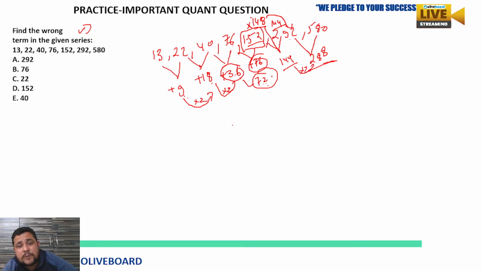Yes, so what is the logic? The first difference was 9. The second is just twice the previous one, so 18. I'm talking about the difference between the consecutive numbers in the series, and this is the logic which is going on.